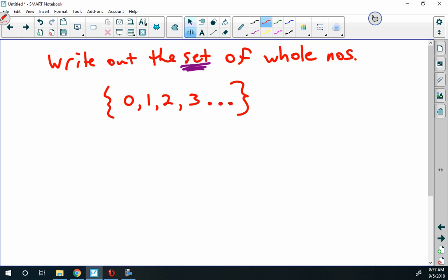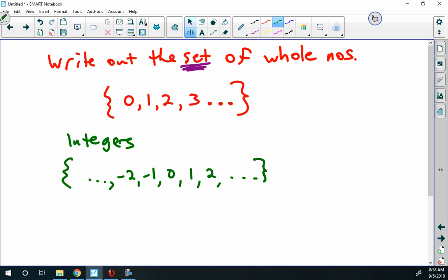Okay. So on tomorrow's quiz, you're going to be able to do that? Write out the set of whole numbers, just like that? Maybe we should look at integers, because integers is kind of a weird one. The set of integers would be dot, dot, dot, -2, -1, 0, 1, 2, dot, dot, dot. Okay, so that's what the set of integers would look like if you're asked to write those out.